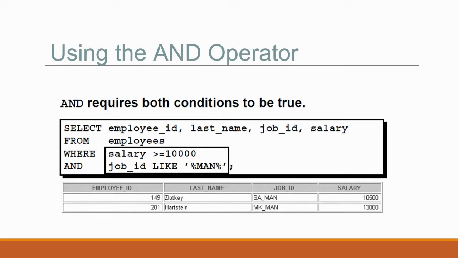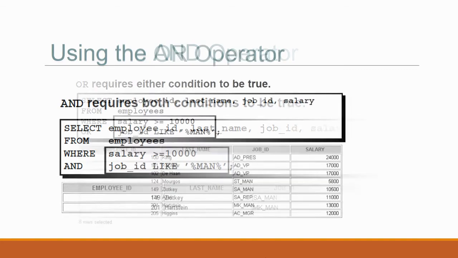In the example, both conditions must be true for any record to be selected. Therefore, only employees who have a job title that contains the string 'MAN' and earn $10,000 or more are selected. All character searches are case sensitive. No rows are returned if 'MAN' is not uppercase. Character strings must be enclosed in quotation marks.